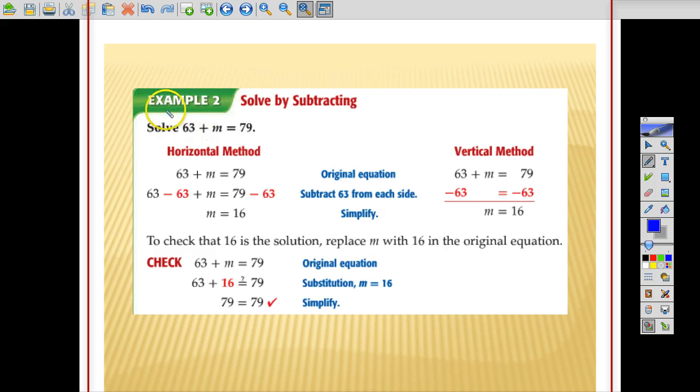All right, solve by subtracting. So you have 63 plus m equals 79. You want m equals a number. Then it means you need to get rid of the 63. So subtract 63 on each side.